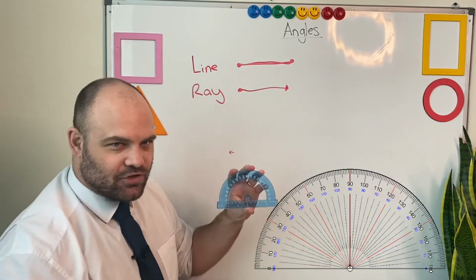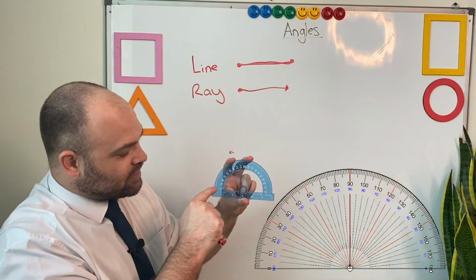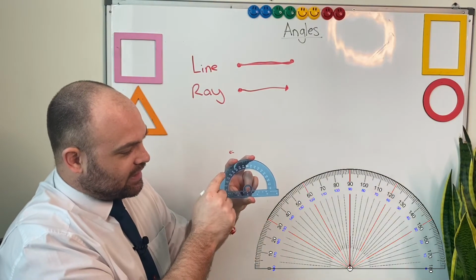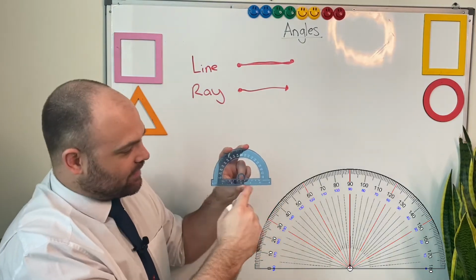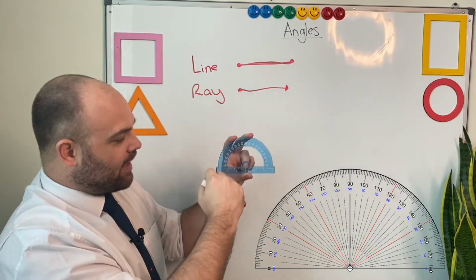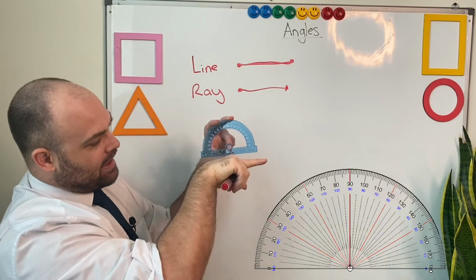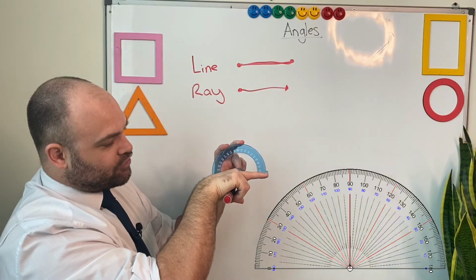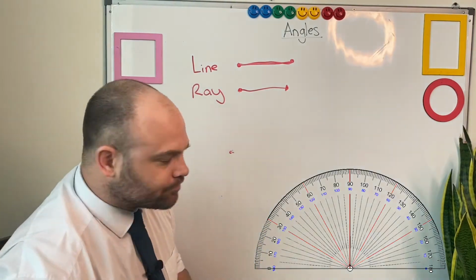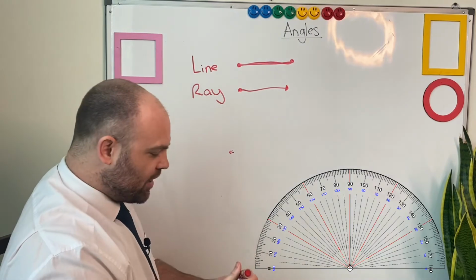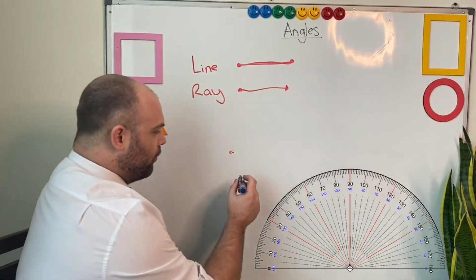We'll talk about how to use one of these really, but the first thing you need to notice is that there's an inside set of angles and there's an outside set of angles. The outside set of angles is if you're measuring from the left-hand side up, and the inside set of angles is if you're measuring from the right-hand side up.